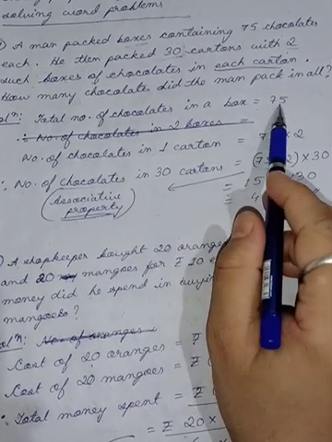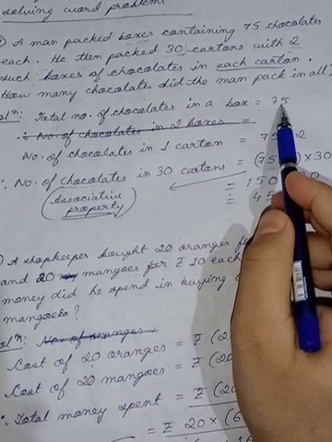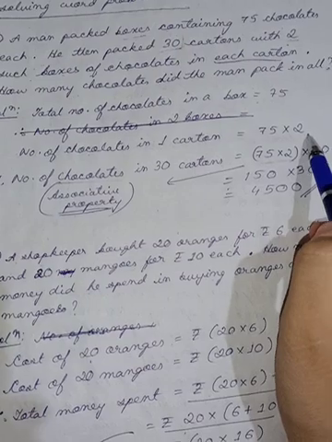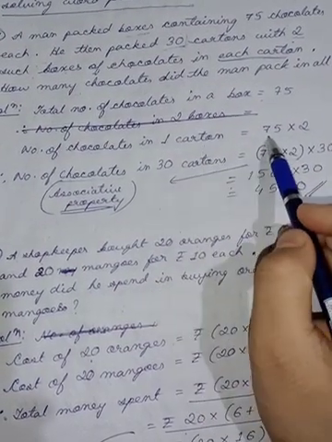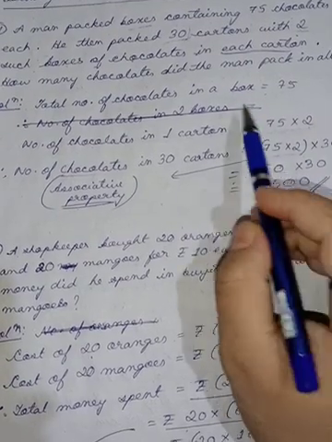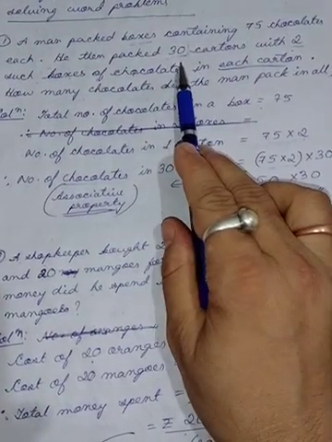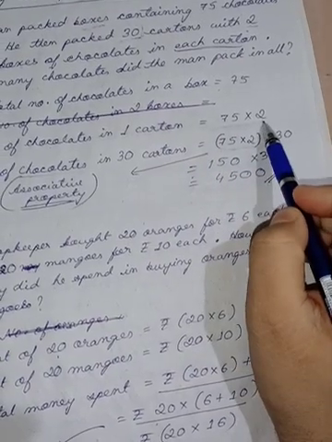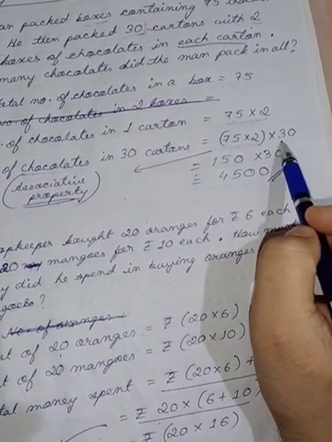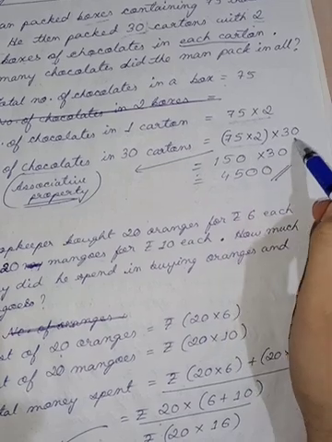So we know that in one box there were 75 chocolates. So in 2 boxes it will be 75 into 2, and these 2 boxes are filled in one carton. So one carton will contain this many chocolates. But we have to find out how many are there in 30 cartons. So the number of chocolates in 30 cartons is the number in one carton multiplied by 30, because it will increase. So it is into 30 now.